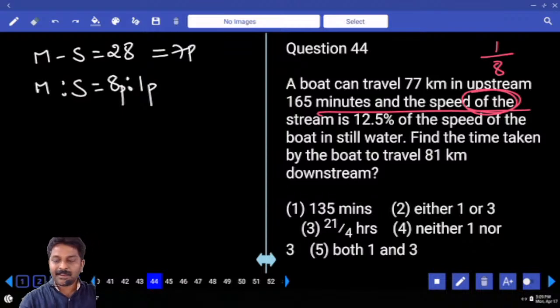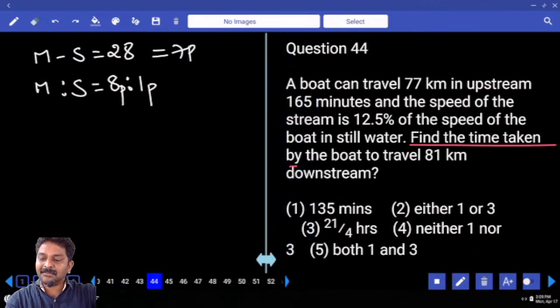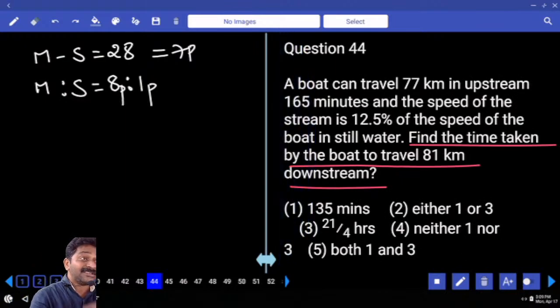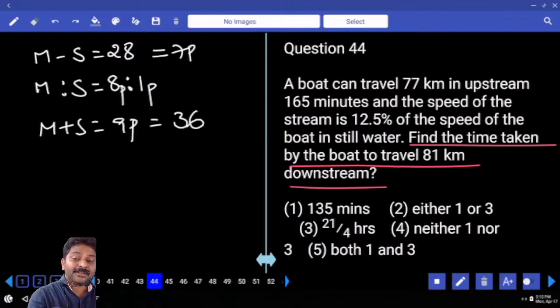Okay? Right. So look at the ratio and tell me what is upstream speed. M minus S, I've written already. 7 parts. 7 how many times is 28? 4 times. Okay, continue. Find the time taken by the boat to travel 81 kilometers downstream. Downstream means M plus S. How many parts are there? 9 parts. 9 times 4 is 36.